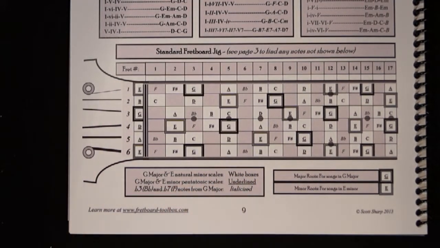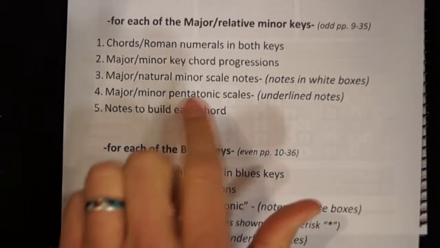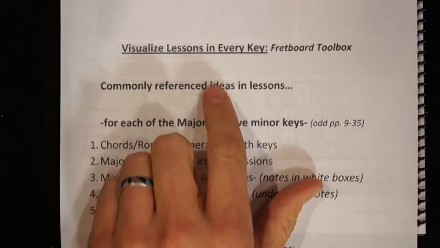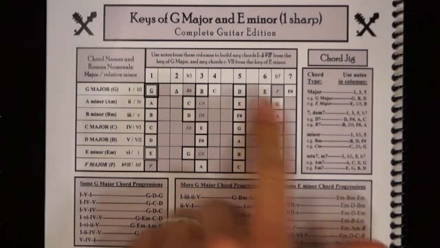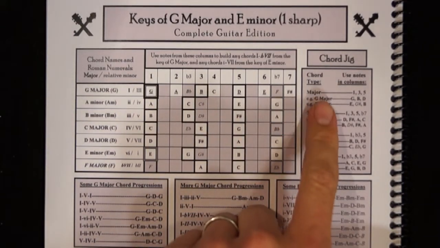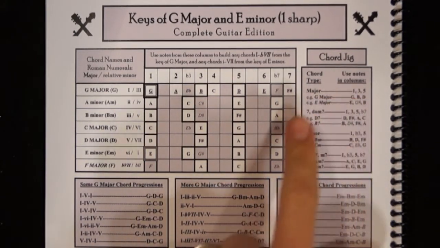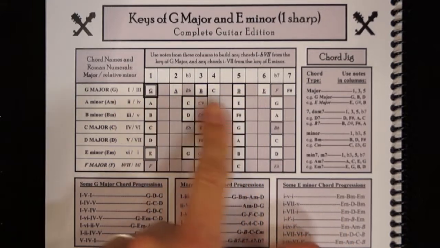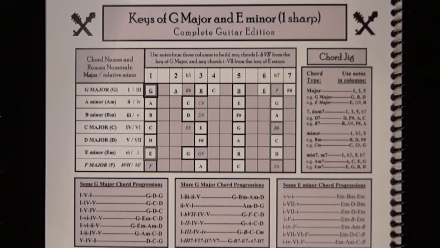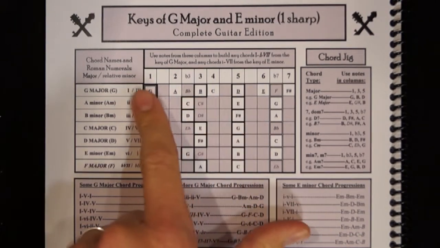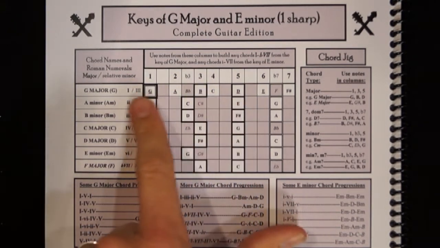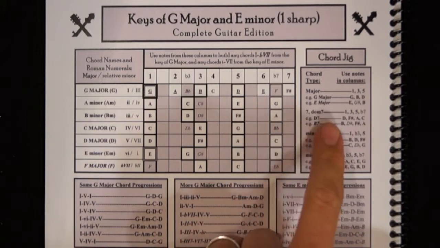So I can run through my major pentatonic or my minor pentatonic notes real easy just by looking at the underlined notes. So the last idea is how to build each chord, for major and relative minor keys. And to do that, this is what's super unique about Fretboard Toolboxes, is that I show you how to build each chord. So major chords are all built out of notes in the 1, 3, 5 columns, and I've got lots of videos that show how to do this, but suffice it to say for right now, for G major chords, you're only going to be using combinations of the notes G, B, and D.